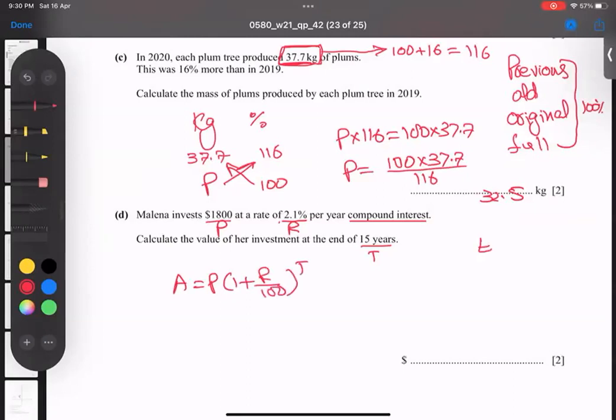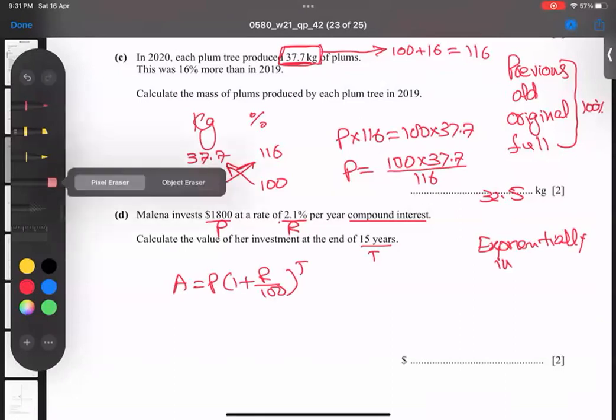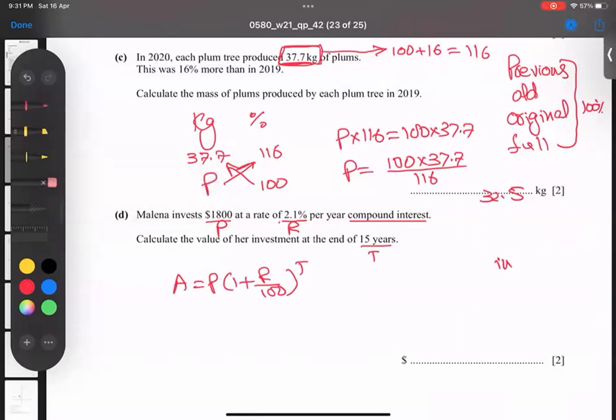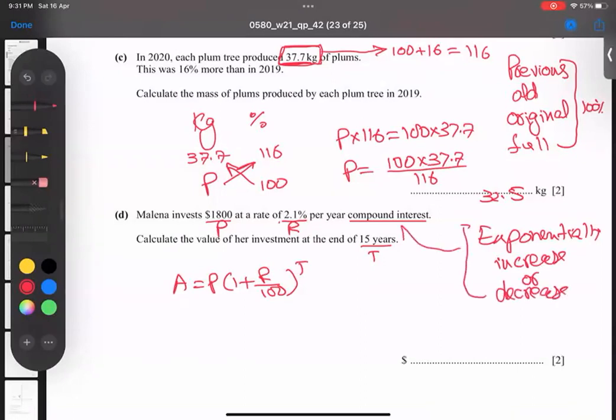Sometimes he writes the word exponentially, exponentially increase. Wait a minute, let me write this again. Actually, it means exponentially increase or decrease. This also shows that we have to use compound interest.